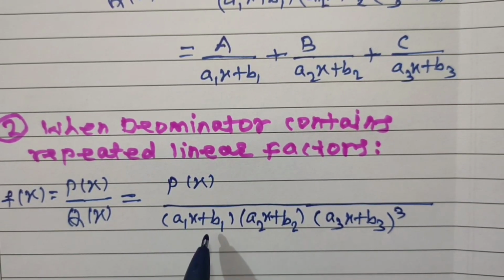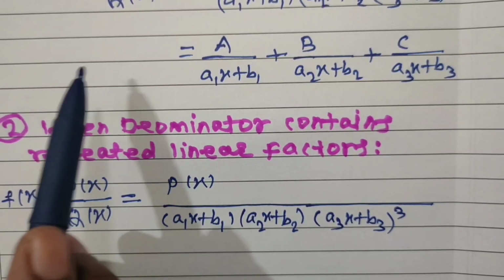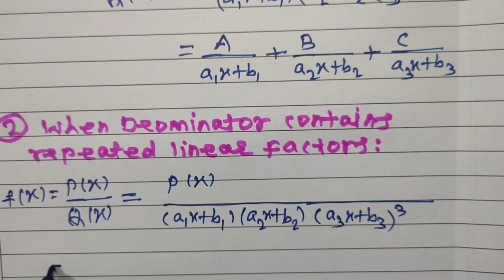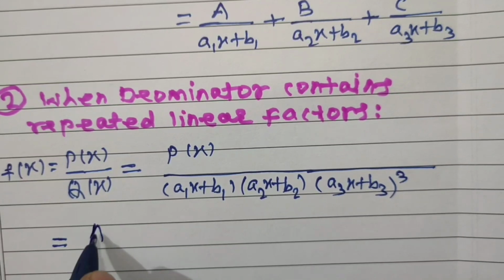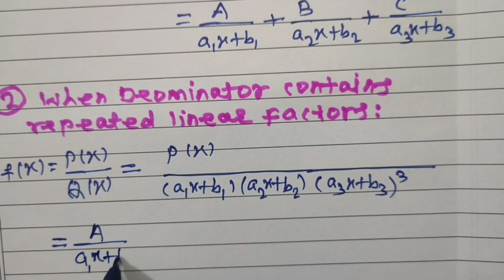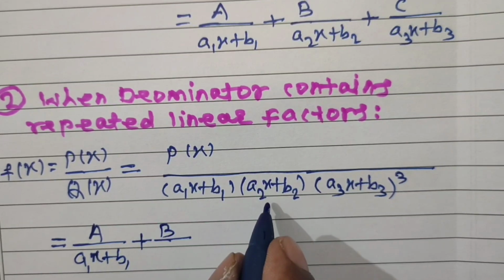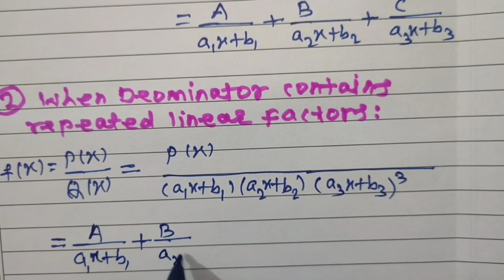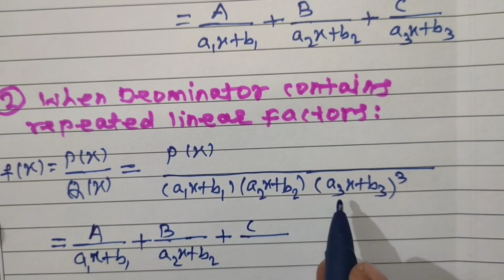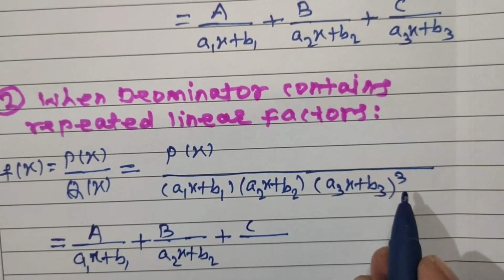Means for non-repeated linear factors you have to apply type number 1. This is equal to arbitrary constant A divided by first linear factor a1x plus b1, plus arbitrary constant B divided by second linear factor, that is a2x plus b2, plus C upon third linear factor which is repeated for 3 times.